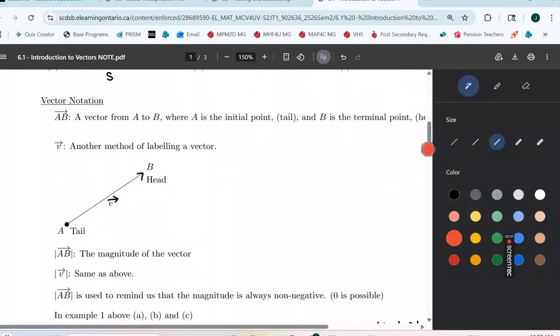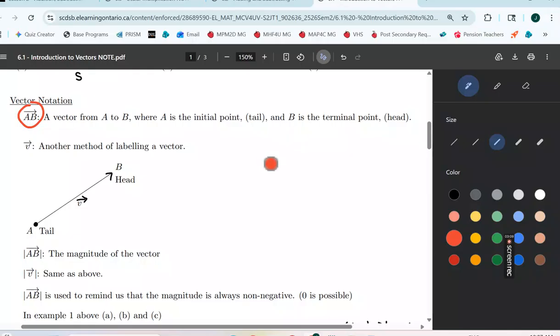Okay, so let's look at some notation. AB with a little arrow on top tells me it's a vector going from A to B, where the initial point A is the tail and B is the terminal point. This would be an example of vector AB. Another way to label a vector is simply using a letter. For example, I can say vector AB from A to B, I'm going to call this vector v, just for simplicity's sake, because later on we're going to be adding and subtracting vectors. So instead of writing vector AB, BC, etc., I can just call this vector v.